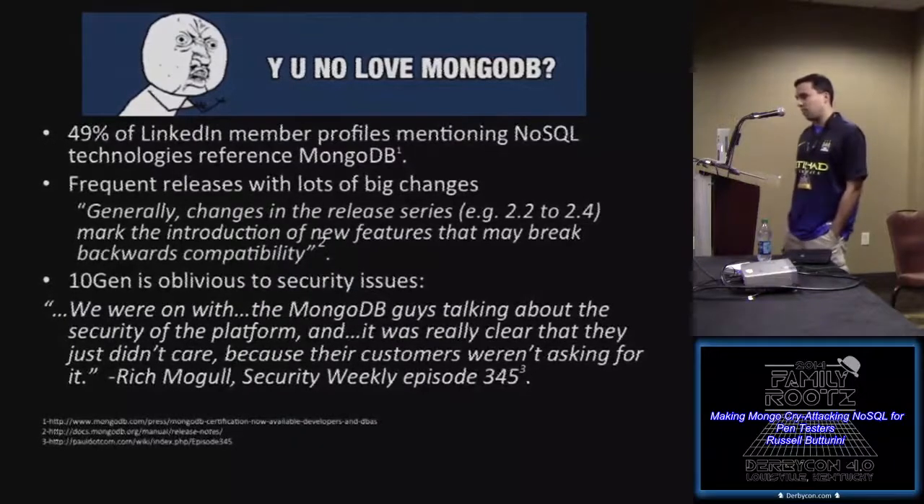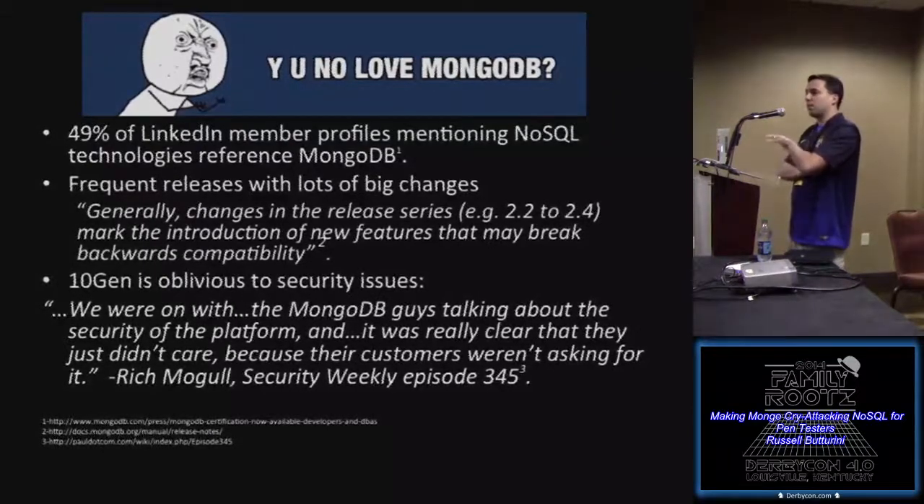There are frequent releases with a lot of changes. One of the things they specifically call out is that Mongo is on 6-month release cycles. So they'll go 2.2, 6 months, 2.4, 6 months, 2.6. But they say specifically in each set of release notes that we're going to break your stuff if you upgrade. So, you know, what's the motivation to upgrade?